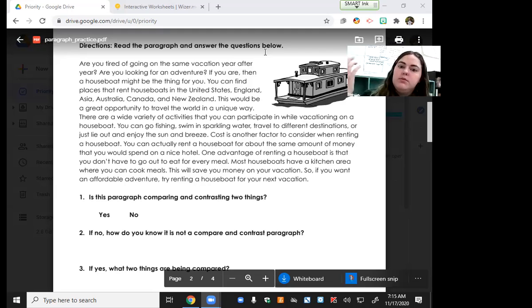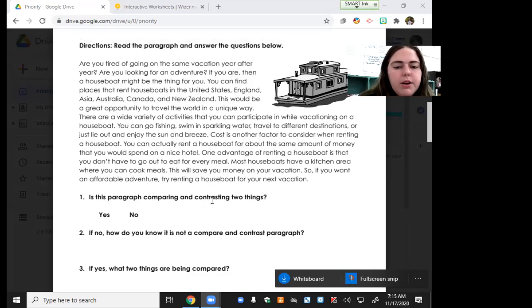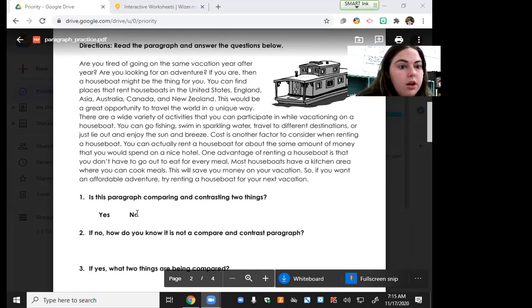We were talking about houseboats. The passage was telling us why we should rent a houseboat and where we can rent a houseboat. But were we comparing anything? Was there another subject that we talked about besides houseboats? Not really, right? I mean, they mentioned a hotel, but we don't have enough information. So is this paragraph comparing and contrasting 2 things? No.